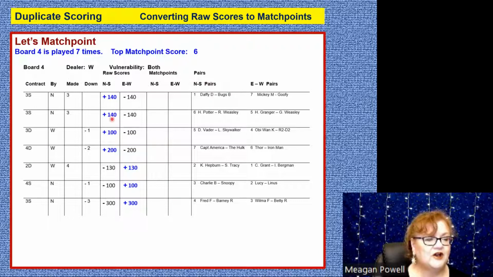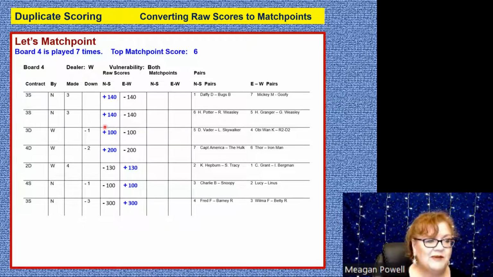And I'm going to come over here and look at their north-south raw score column. On their north-south raw score column, on line one, Daffy and Bugs earned a positive 140. So what we're looking for is every pair they beat and every pair they tied. If I come down to the very next line, you can see that we tied Harry Potter and Ron Weasley, didn't we? So that's a tie. We would earn one half of a match point for that.